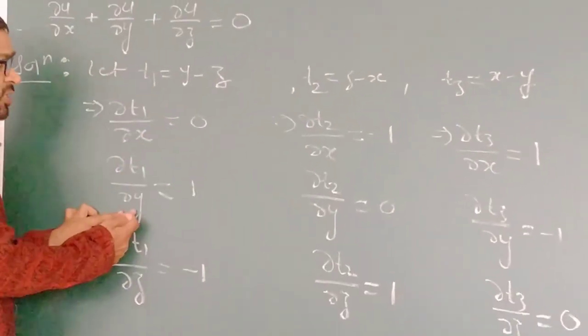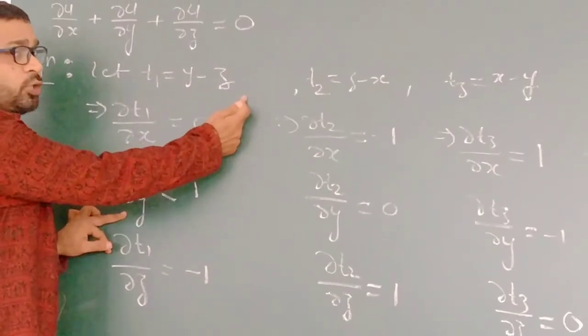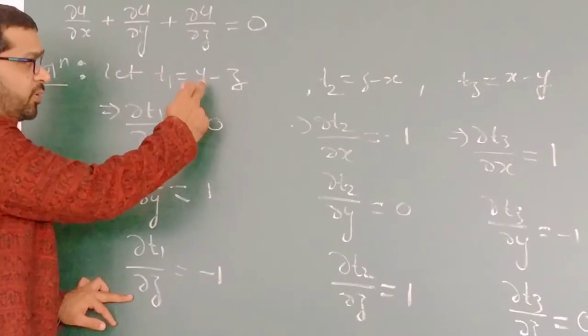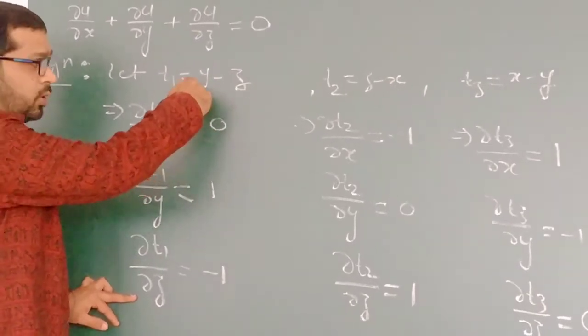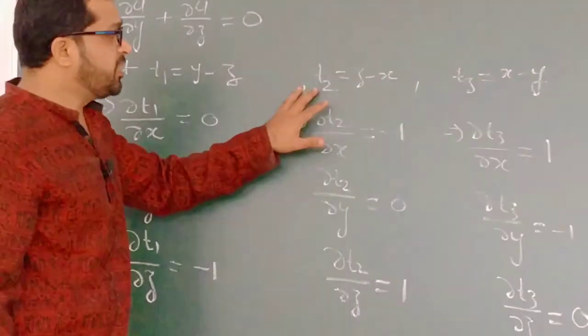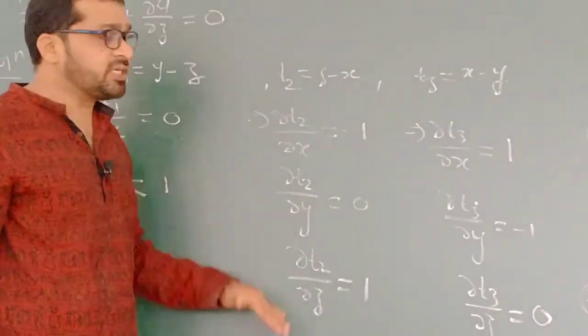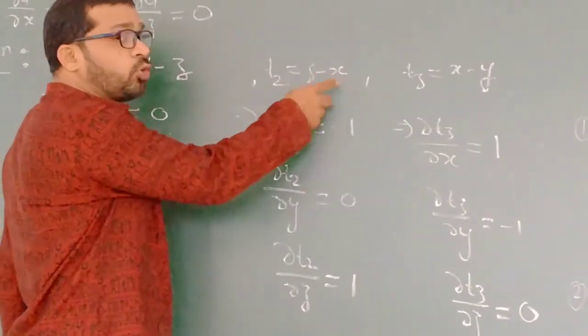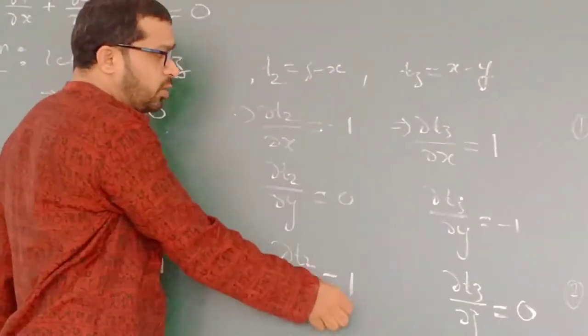If I differentiate with respect to y, the derivative is 1 and the other is 0. Then with respect to z, if we differentiate partially, the derivative of y will be 0 and of z it will be minus 1. Okay, similarly we will differentiate t2 with respect to x, y, z. With x it is minus 1, with y it is 0 because there is no term of y, and with z it is 1.